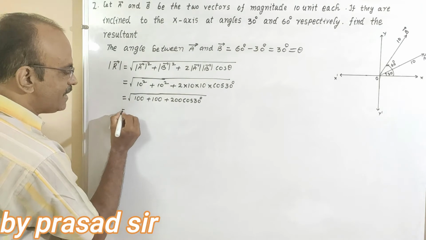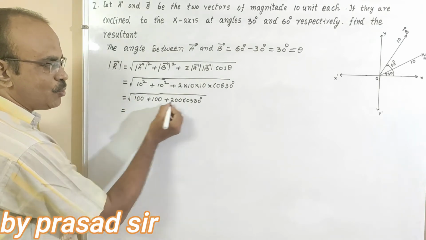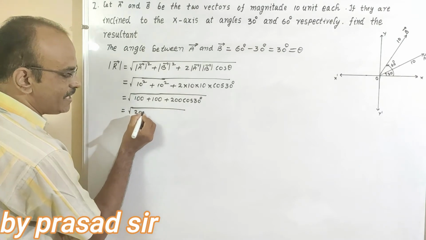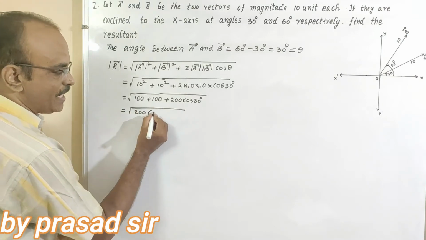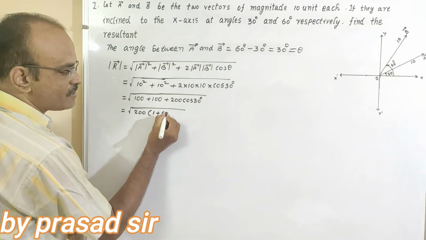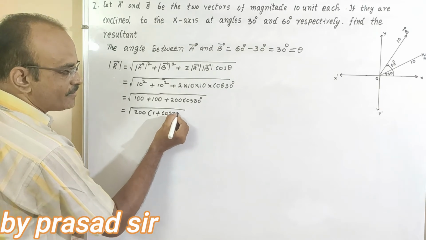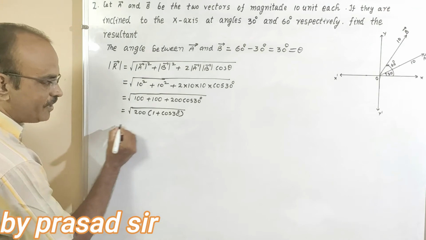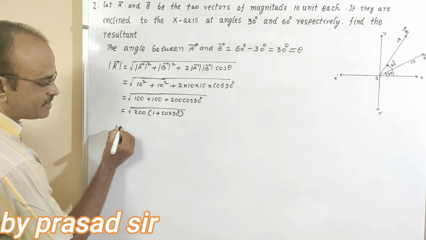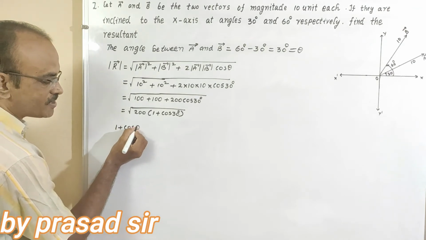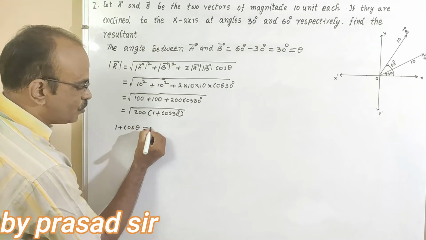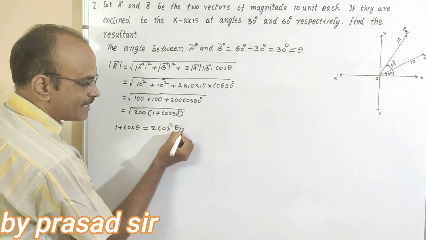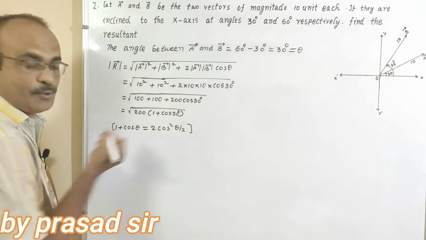Now I will represent it in another way: 100 plus 100 is 200, and here also 200 is there. I will write it like this: 200 times (1 plus cos 30 degrees). But in trigonometry, we have one formula: 1 plus cos theta is equal to 2 cos squared theta by 2. This is the formula we know.